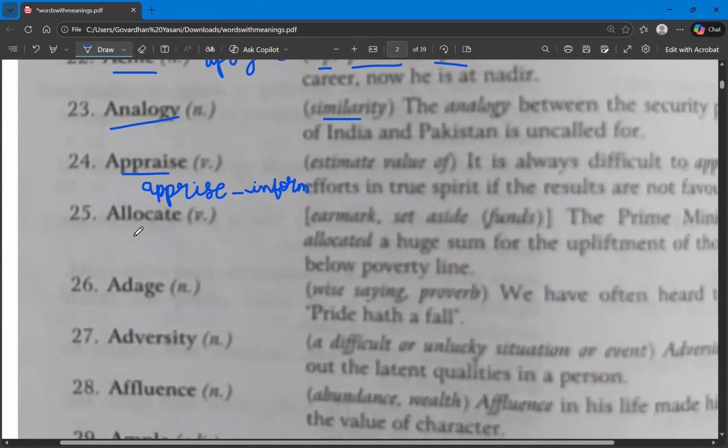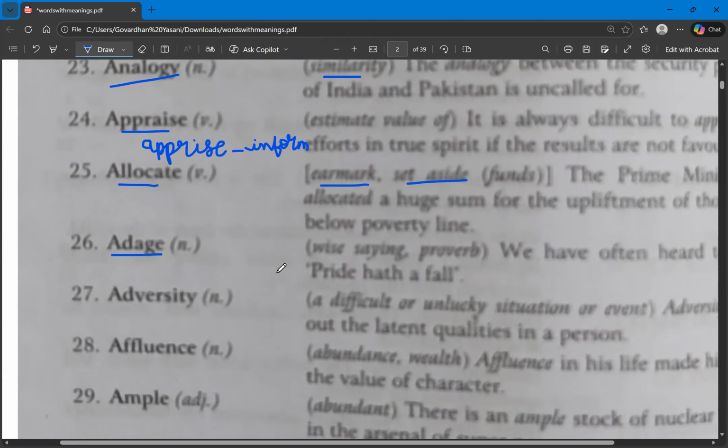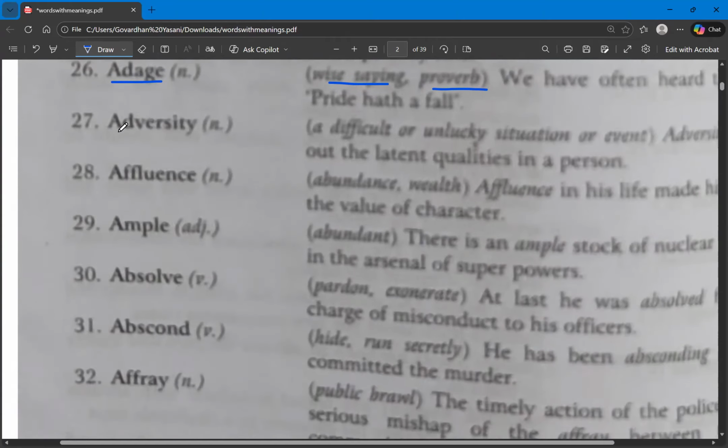The next one, allocate. Allocate means earmark or set aside. It means you're putting something aside, whether as funds or any responsibilities. And the next one is adage. Adage means wise saying or proverb. Next, adversity means calamity, mishap, catastrophe, tribulation.